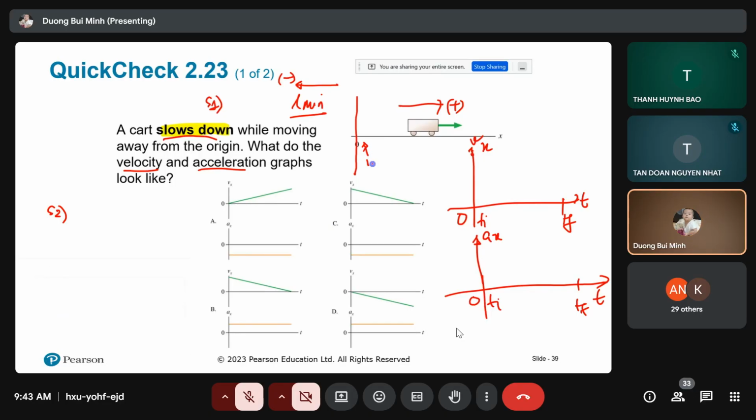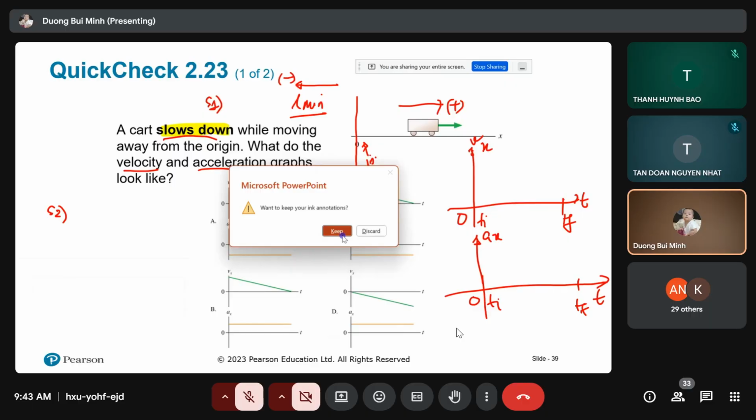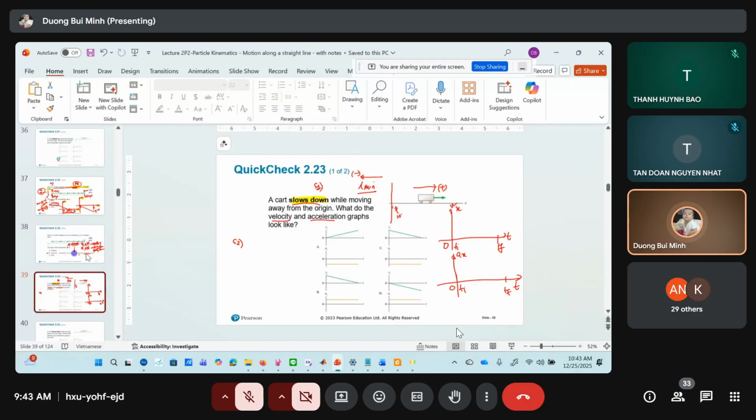This is initial. Sorry, my laptop is not good, so the running is slow, so I need to open it again.